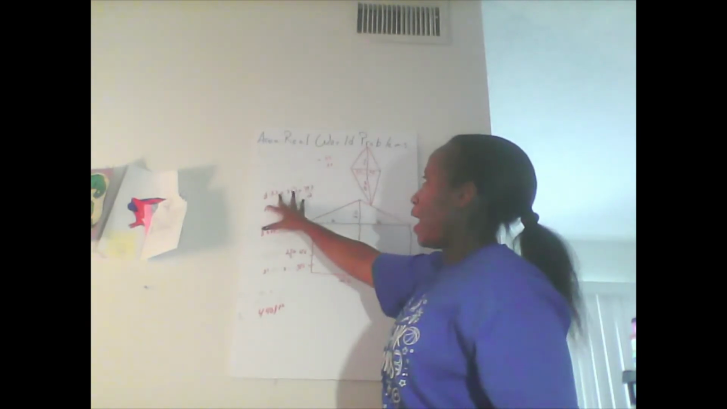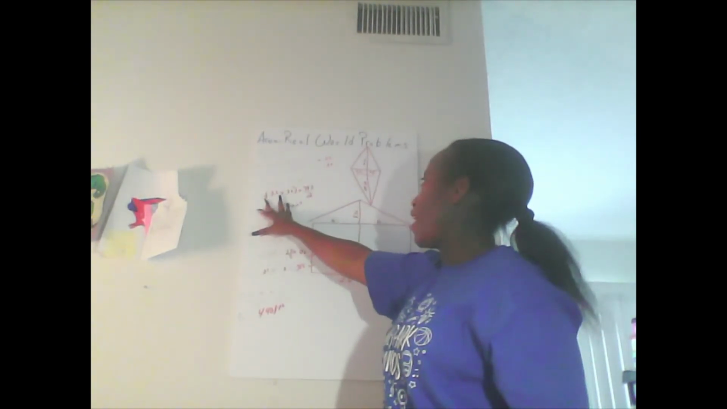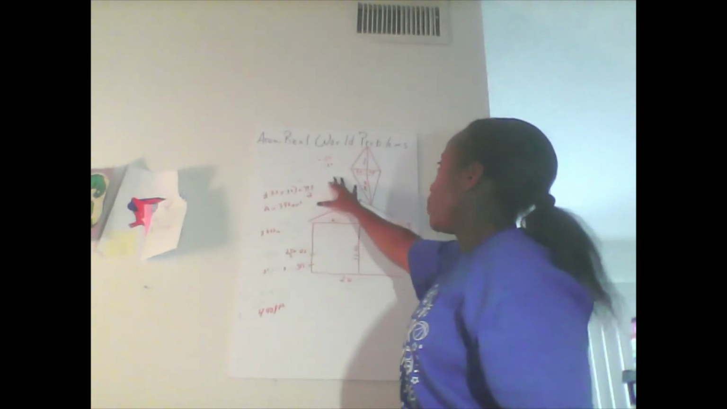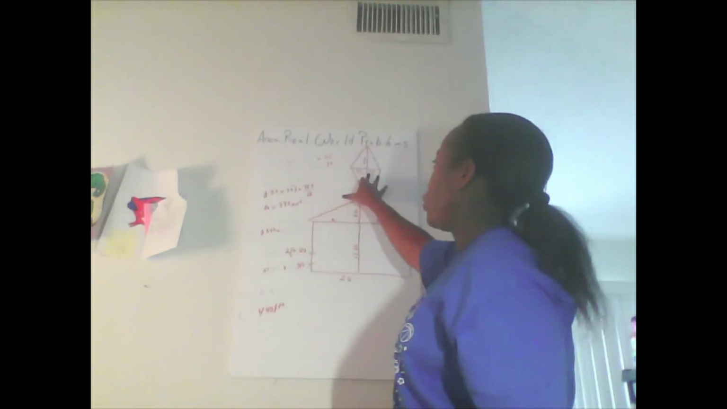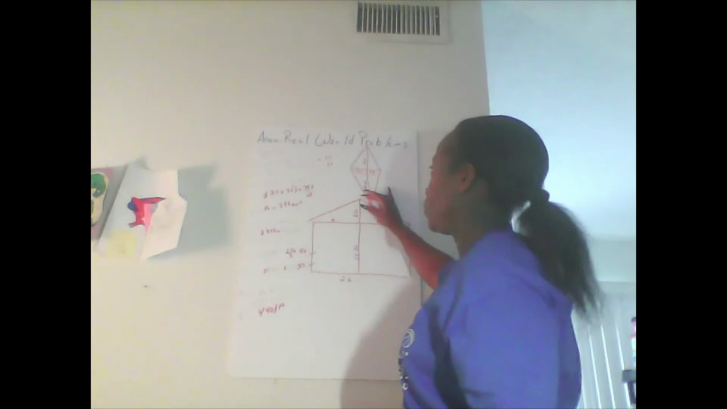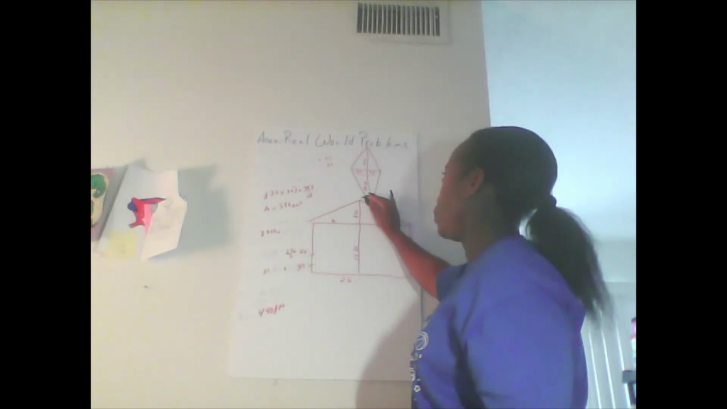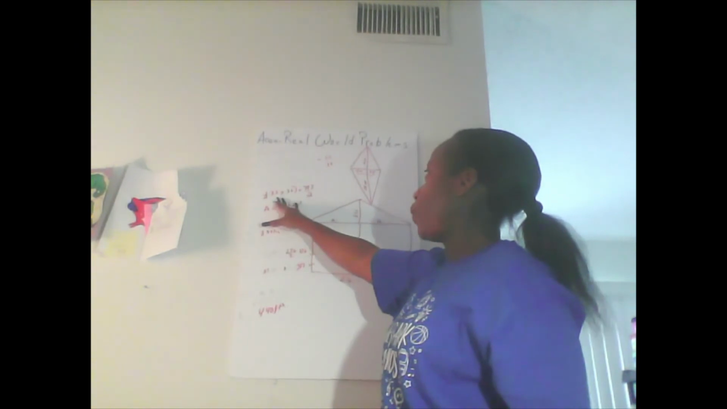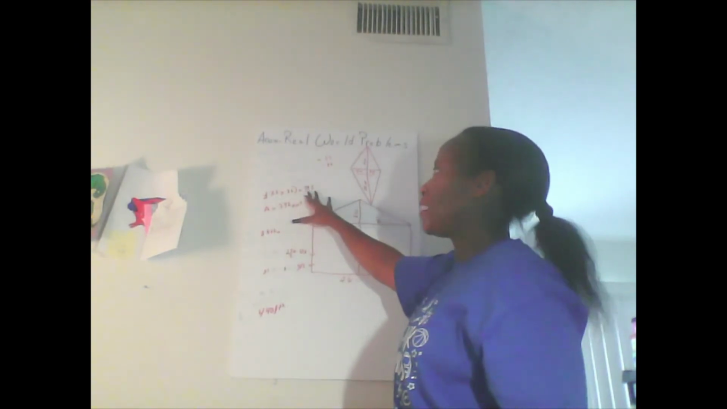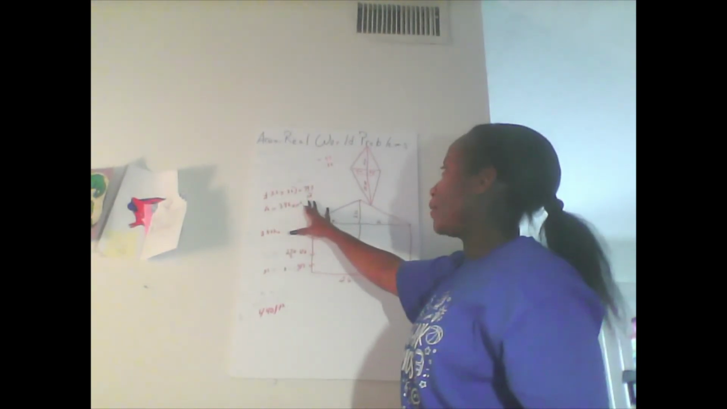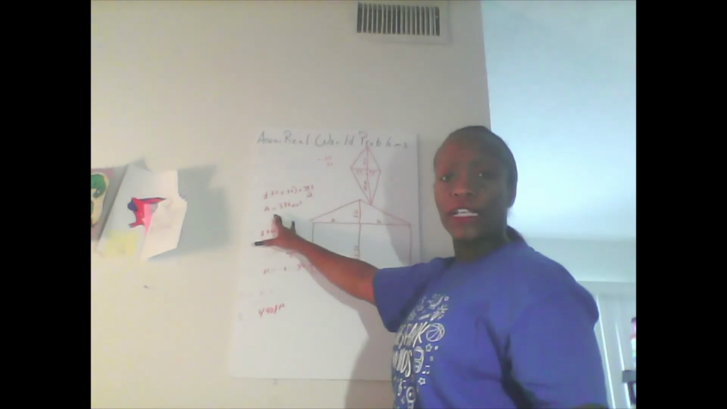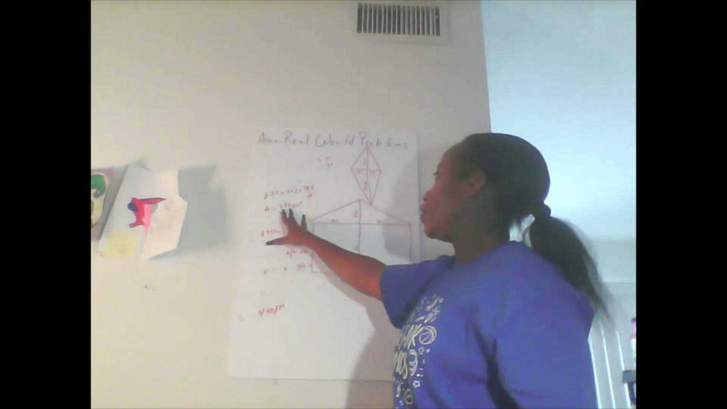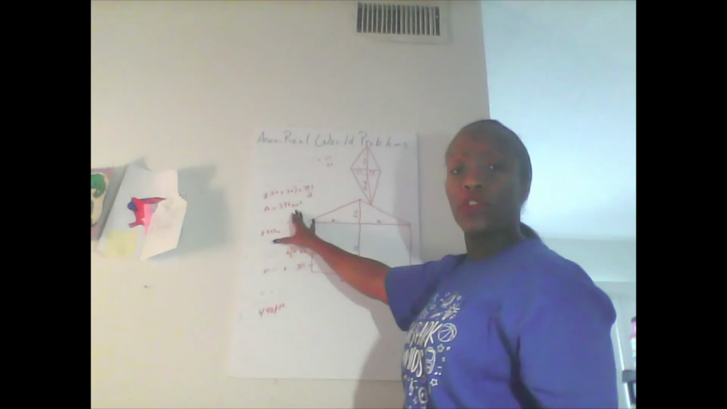We're applying the triangle formula, 1/2 base times height, with the base being 22 times the height, which is 12 plus 24, which would be 36. So you have 36 times 22, which would be 792, divided by 2. And your total answer for the kite would be area equals 396 inches squared.